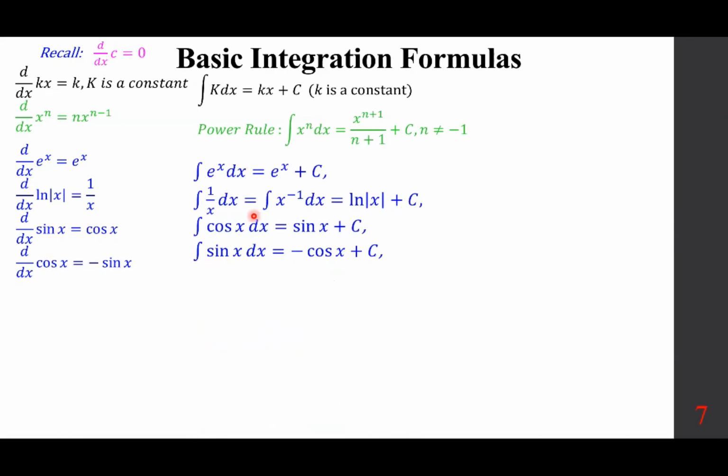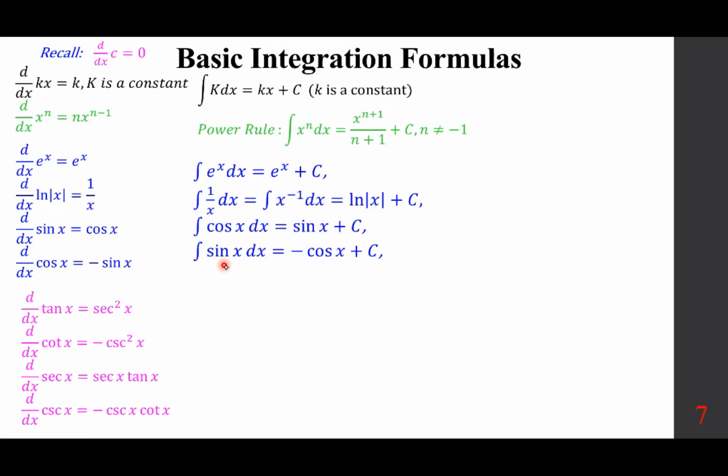So take a look at this in a matter of comparison. E to the power of x, 1 over x or x to the power of minus 1. If you go back to this power rule, we said n can't be negative 1 because when it is, it gives you a natural log. The derivative of sine is cosine, so the integral of cosine is sine, and the derivative of cosine is negative sine, so the integral of sine becomes minus cosine.